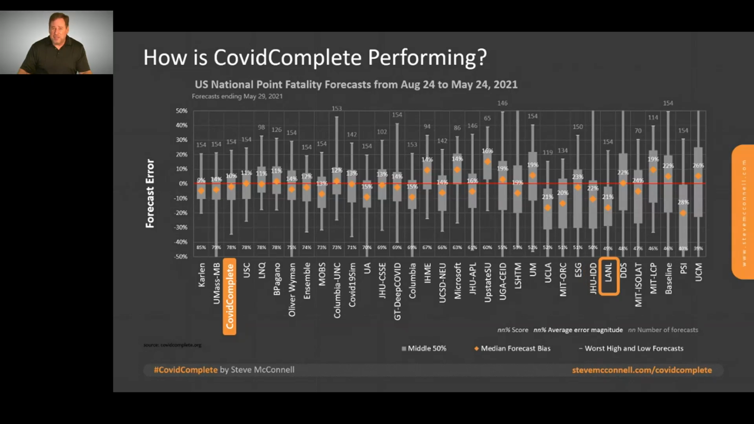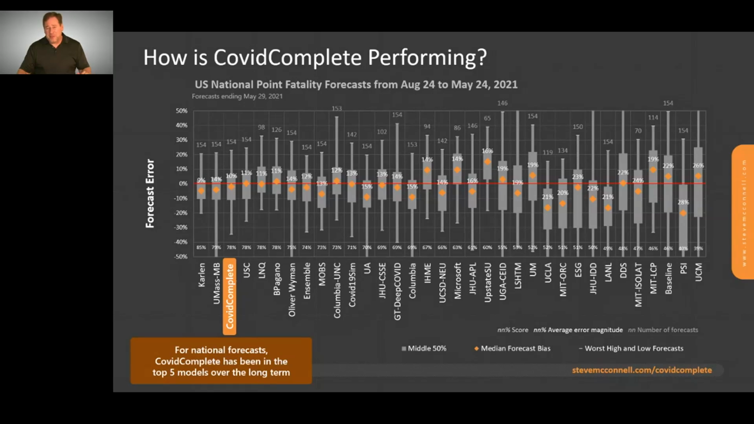Los Alamos National Labs, one of the national research labs in the US, is doing better recently, but for a long time their national forecasts were quite poor. UCLA, not on the leaderboard at all. And so COVID Complete's position has ebbed and flowed a little bit, but it's typically been in the top 5 since it began, and I think that's a pretty good accomplishment.